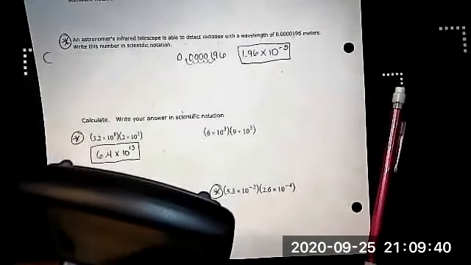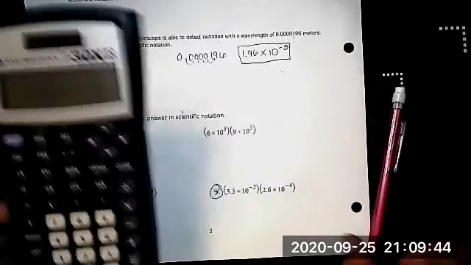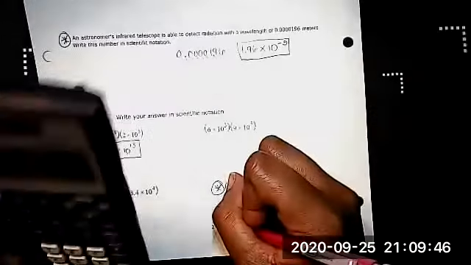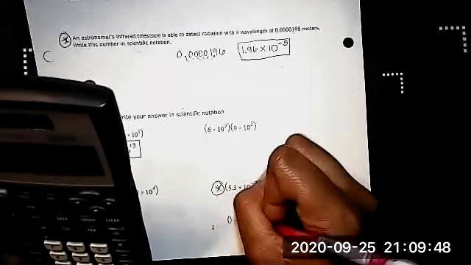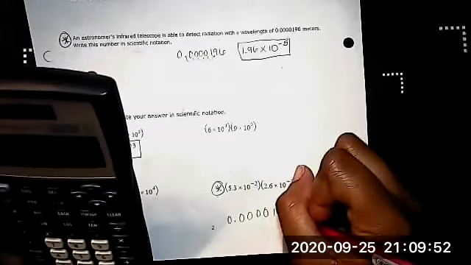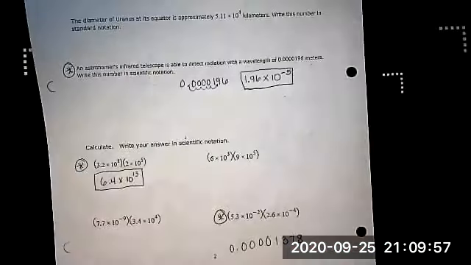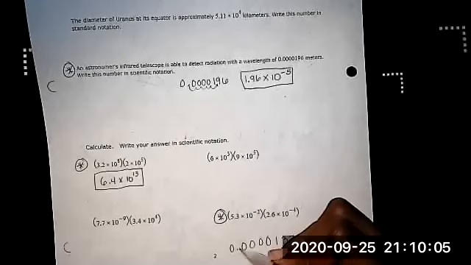my answer didn't come out the way I wanted it to. But let's look at this. It has 0.0001378. That's how my answer came out on my calculator. I'm not sure why, but I believe maybe it's just too small of a number. But we have a way to figure that out.